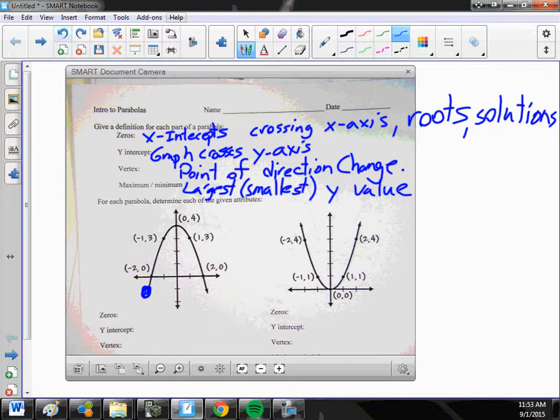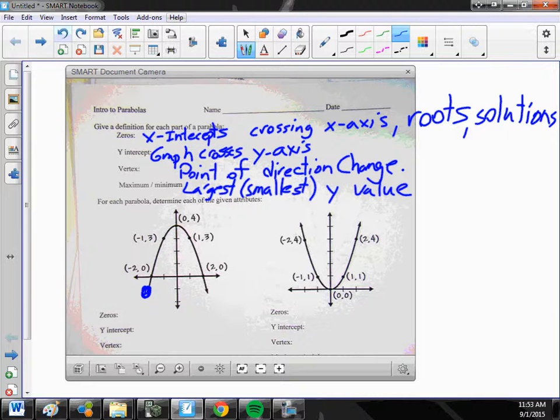Okay, does this have a maximum or a minimum? A maximum at y equals 4. So the maximum is y equals 4. Now, it just so happens that the vertex and the maximum and the y-intercept are all in the same place. That's not always going to happen.